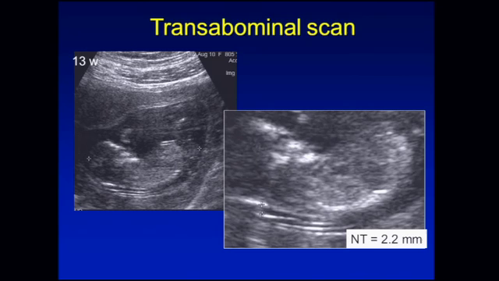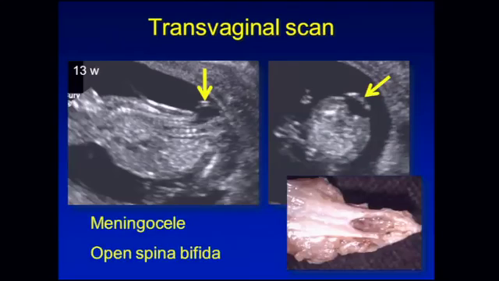This was a difficult scan because of large maternal body habitus. Even though the NT was normal, because the sonographer could not see the fetus well, she went on to do a transvaginal scan. We can see that the resolution is better, and sagittal and transverse images show a large meningocele with open spina bifida in the lumbosacral region.